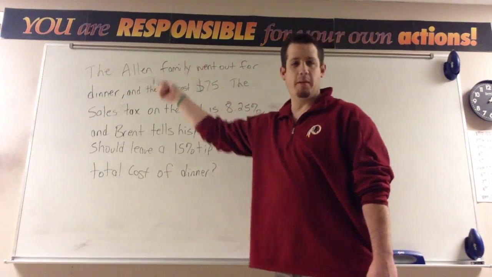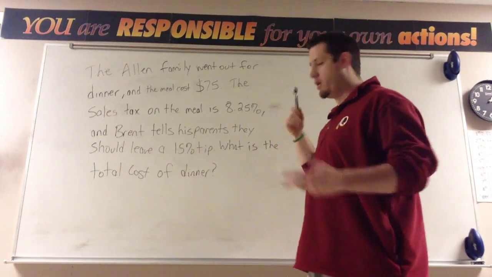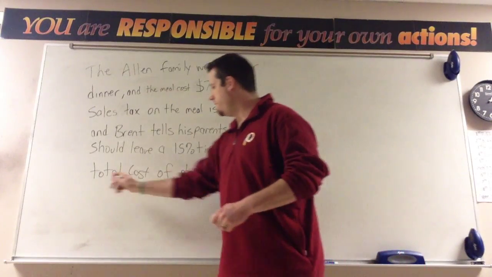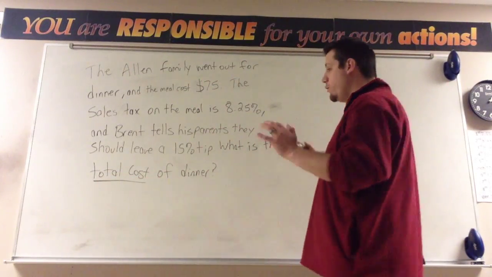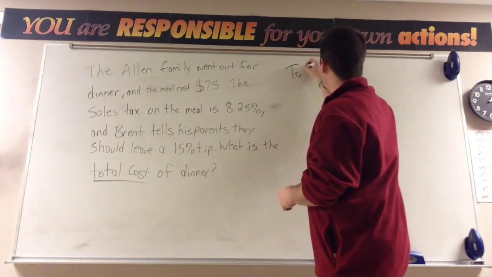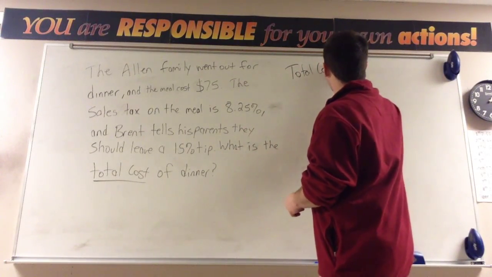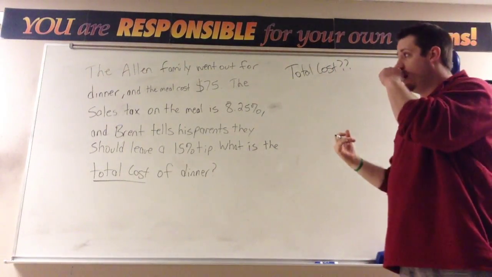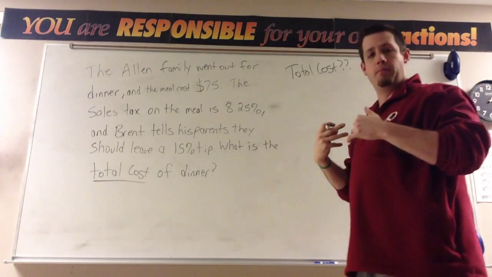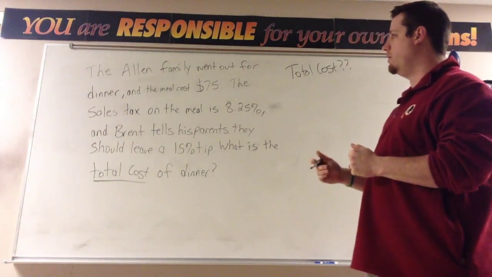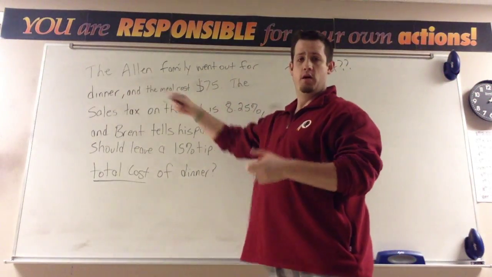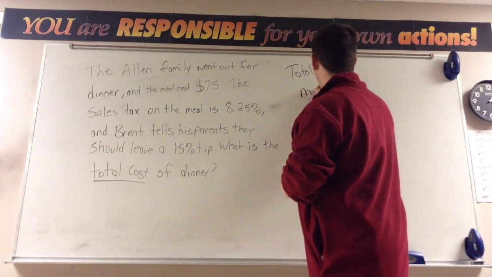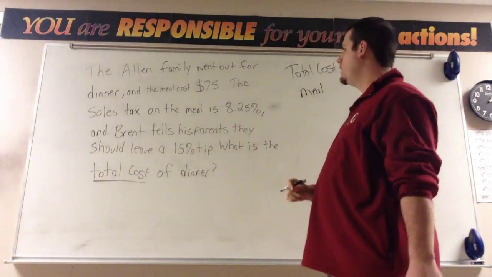So you got a lot of information going on in the question, but per usual, what does the problem want from me? What's total cost, right? Everything that we do needs to be pointed towards finding out what that is. So let's take our information from our problem and figure out how we can get total cost of the meal. Well, we know that the meal itself, the food, cost them $75. So the meal is one part of your total cost. All right, what else do we know?